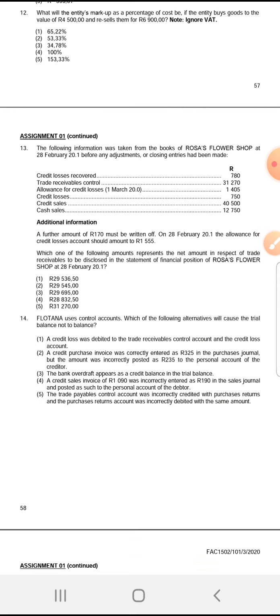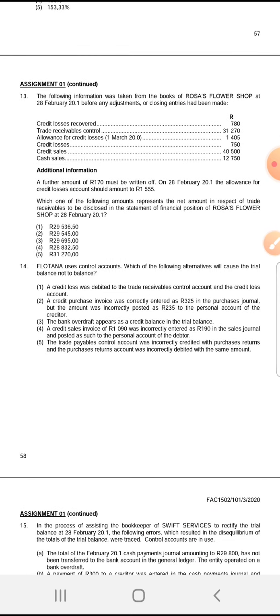Move on to question number 13. Which of the accounts represents the net amount of the trade receivables? Some of these questions were in the exam for June, guys. So if you can understand some of this content, you will be ready for a couple of questions like this on the exam.